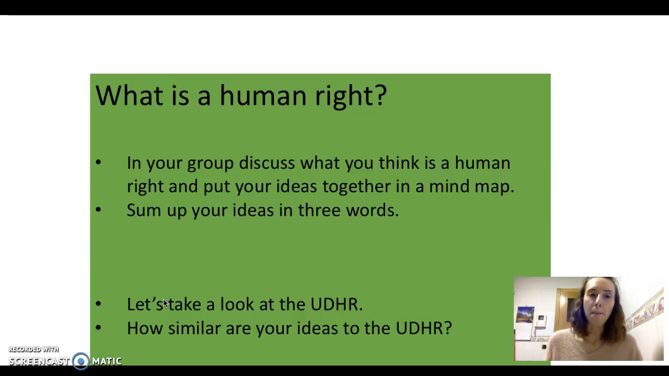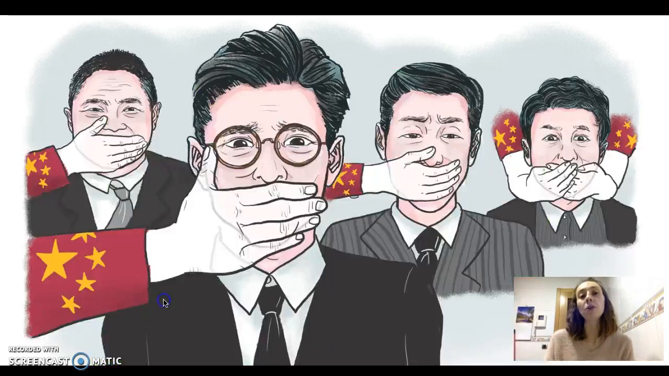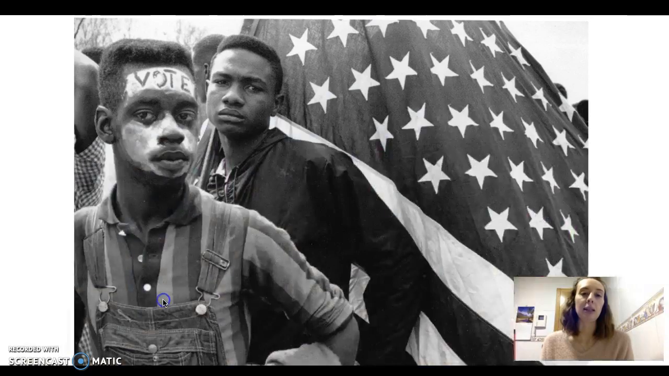Following this, the teacher will give them an adapted version of the Universal Declaration of Human Rights. And then they must compare what they established in their mind map with what is in the Universal Declaration of Human Rights to see if there are any similarities. Then we'll be asked to look at the following slides and to tell the class, the teacher, what human rights are being violated.